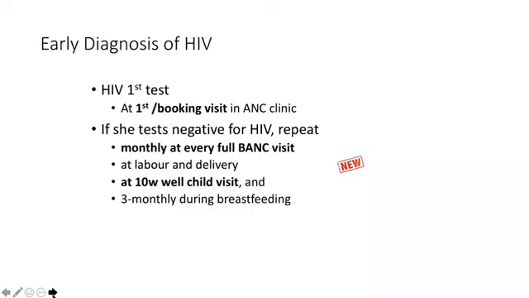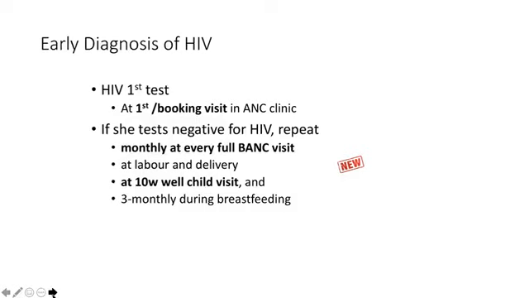And we know that towards the end of pregnancy, often those ANC visits are 1 or 2 weeks apart. So just as long as we know that every month she's getting a test, and that's basically to make sure that we pick up HIV early and we're able to initiate treatment early. You'll see there as well that at the 10-week well baby visit, we're going to do another HIV test, and then we're going to test 3 monthly throughout her breastfeeding. Okay, so that just comes from the new guidelines.